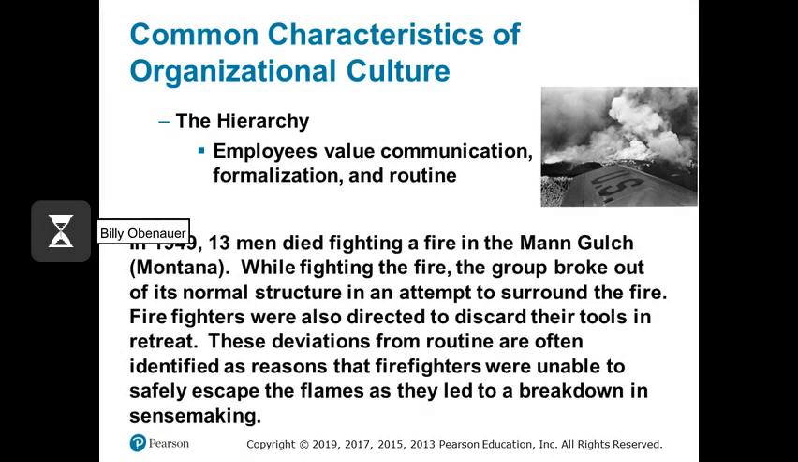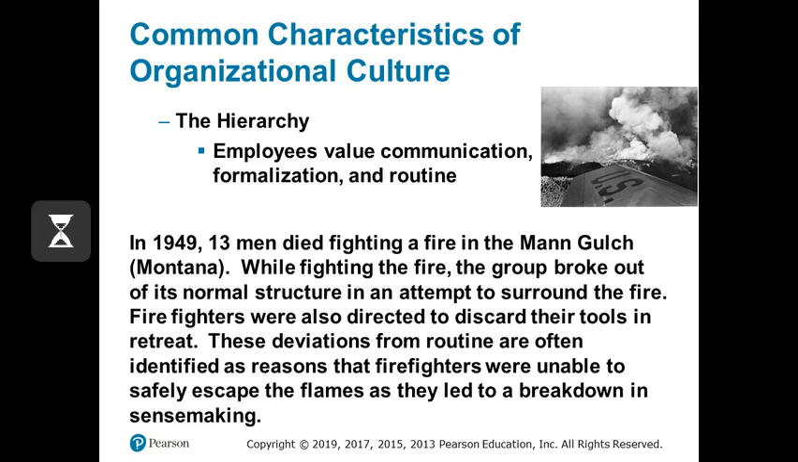We're also going to take a little look at the hierarchy here. Okay. And in the hierarchy, employees value communication. They like things to be formalized, they like routines. Okay. And a great example of the hierarchy comes from the Mann Gulch disaster of 1949.